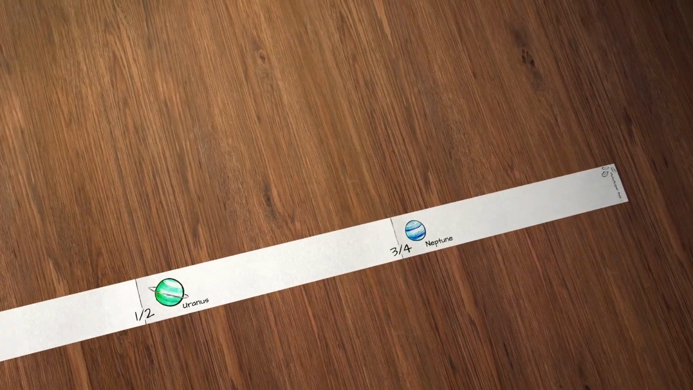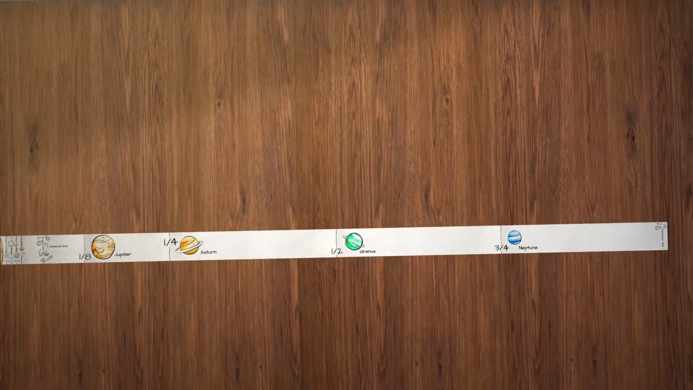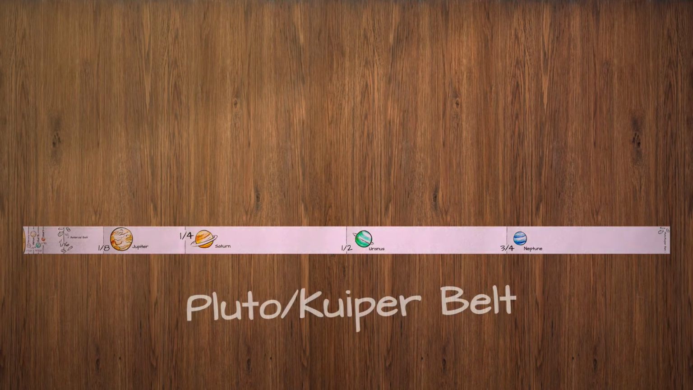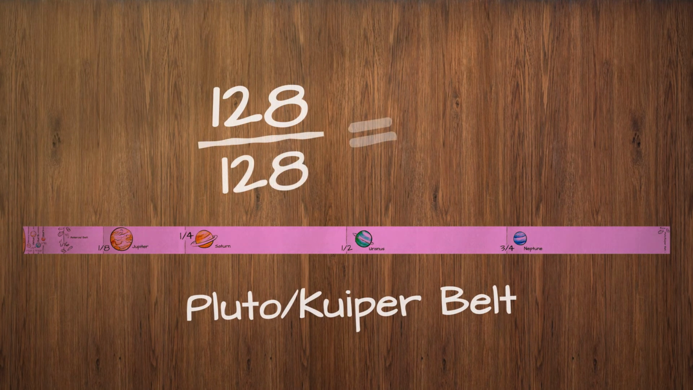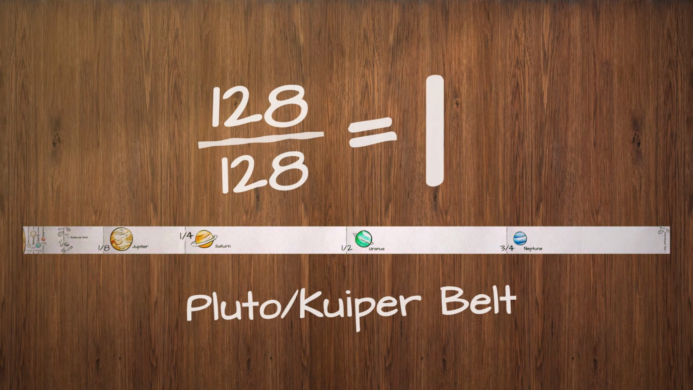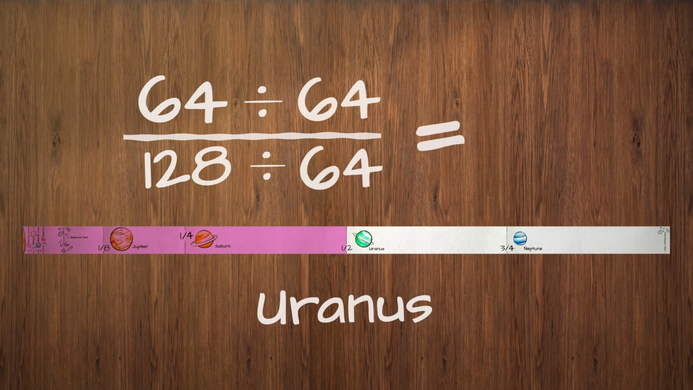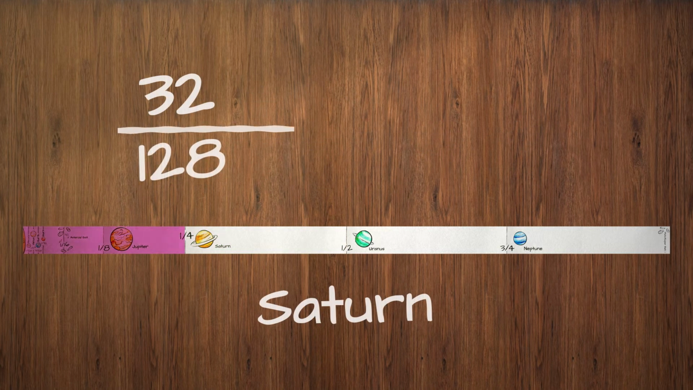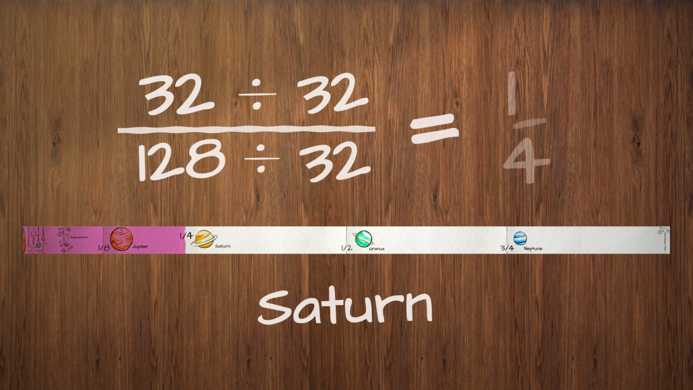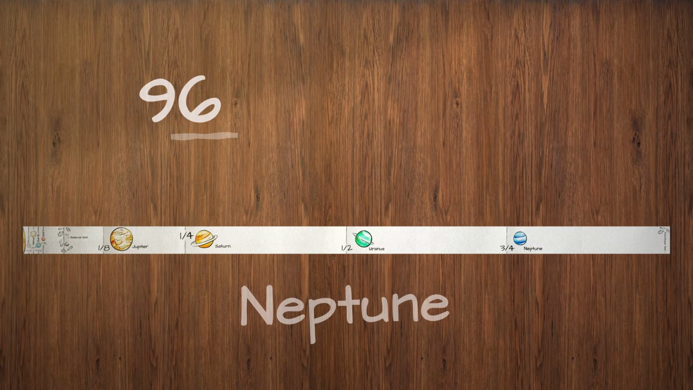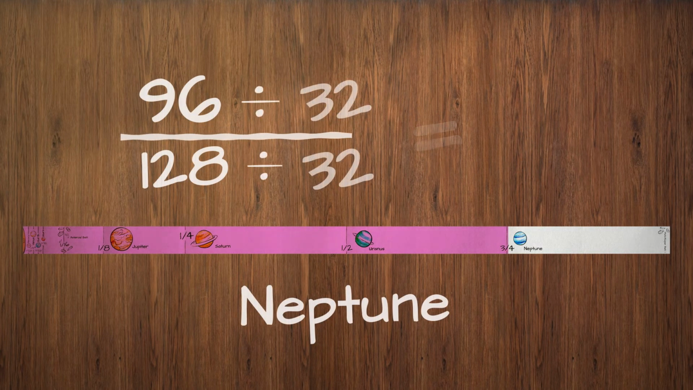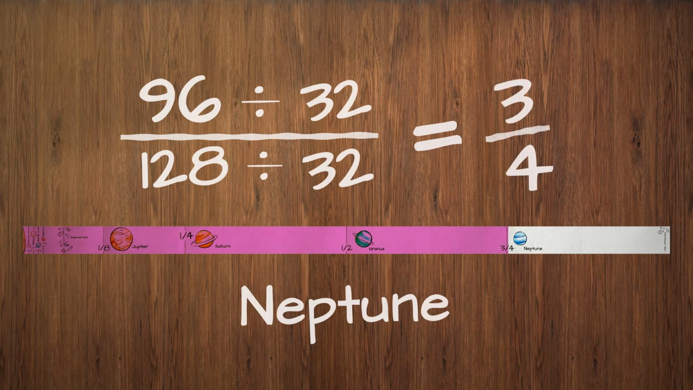Let's go back to our first orbit, Pluto. Divided into 128 sections, Pluto's fraction is 128/128, and this can easily be simplified to 1. Secondly, Uranus was 64/128, simplified to 1/2. Saturn is 32/128, or 1/4. Neptune, 96 over 128, or 3/4.